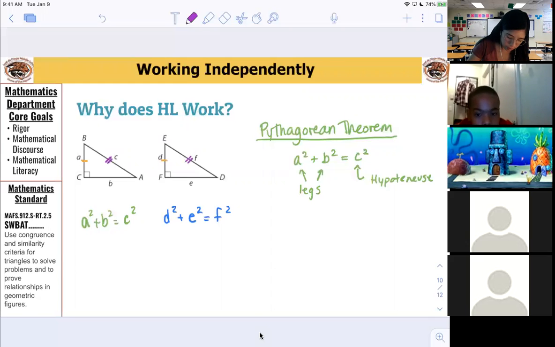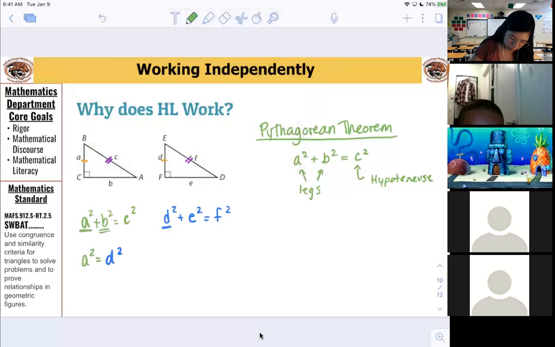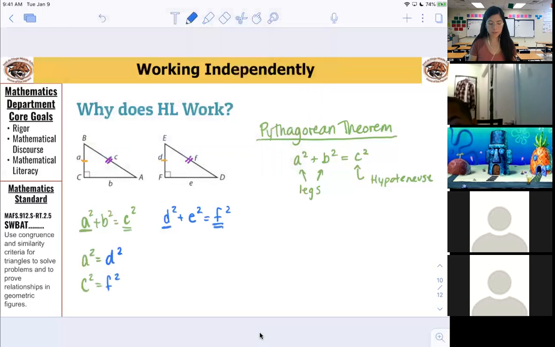Okay, so I know A is equal to D, right? So A squared has to be equal to D squared. And then I know that B is equal to E. No, I don't know that yet. My bad. I know that C is equal to F, so I know C squared is equal to F squared. Okay, which leaves one option for us, B and E, right?